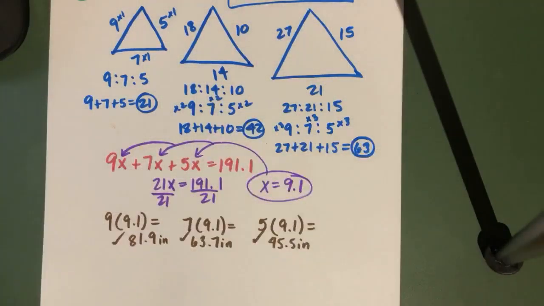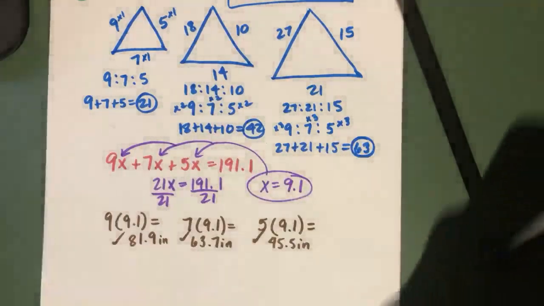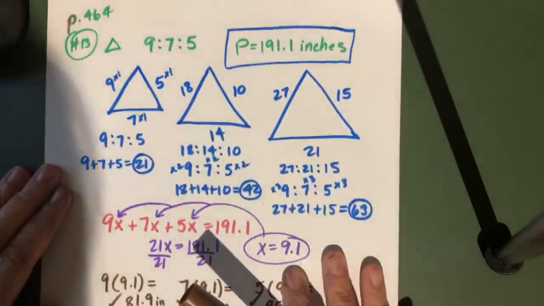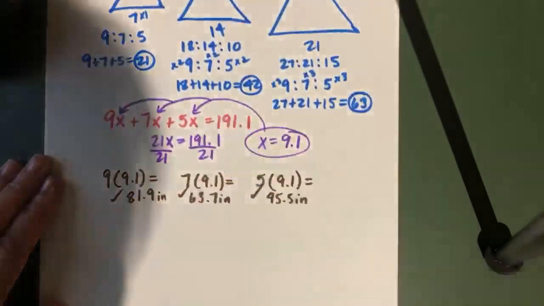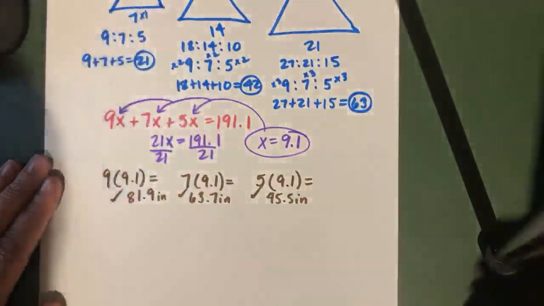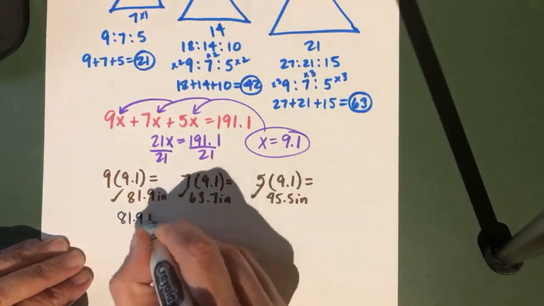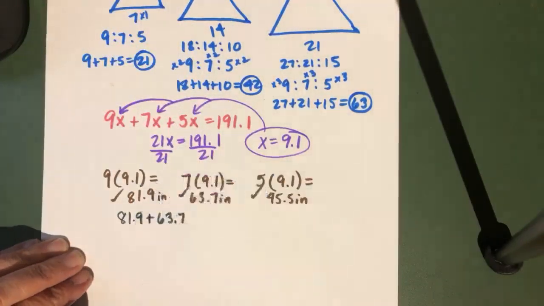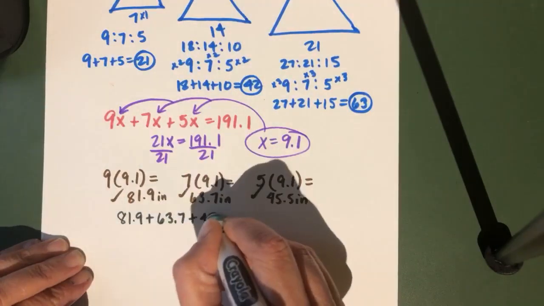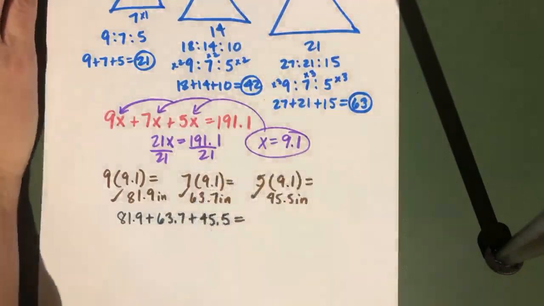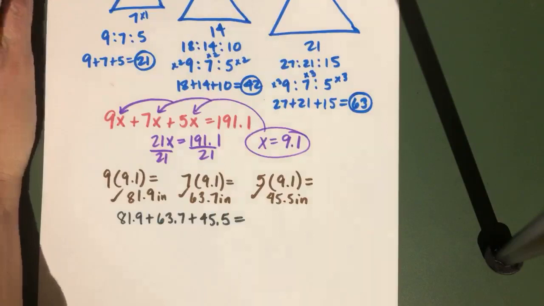How could you check your answers? Well, what should they add up to? They should add up to what? 191.1, right? So when I add these guys together, I should get 191.1. So let's check it out. 81.9 plus 63.7 plus 45.5. And let's see what that gets us. So we have 45.5 plus 63.7 plus 81.9.